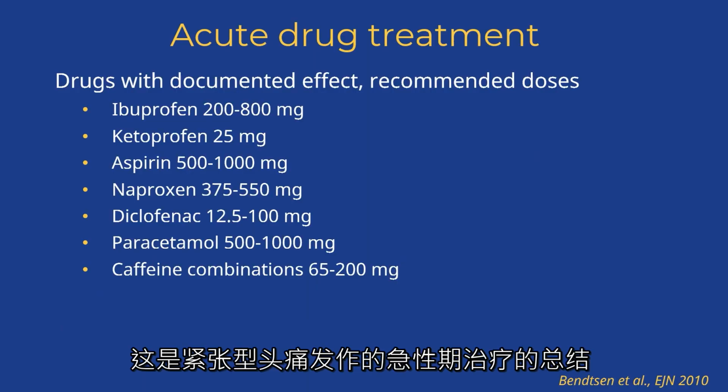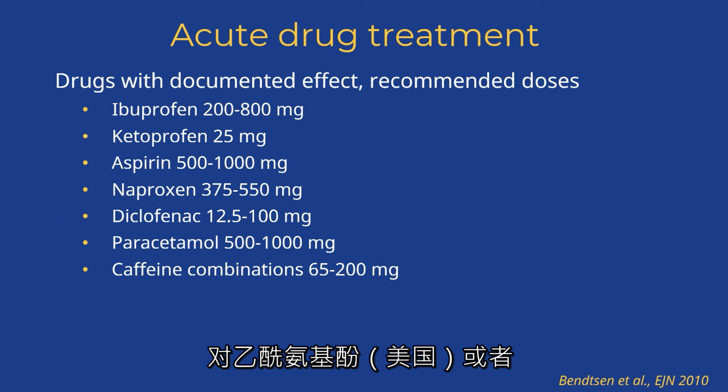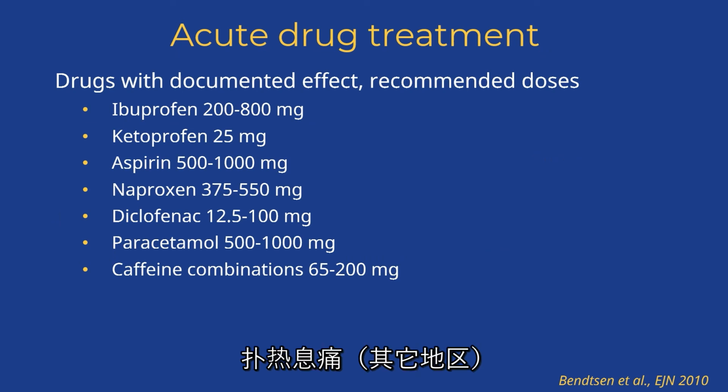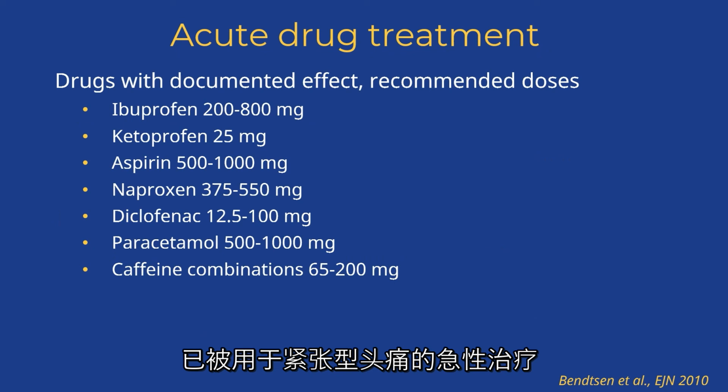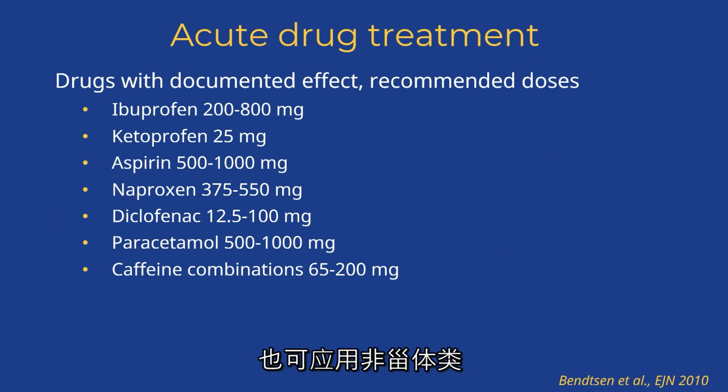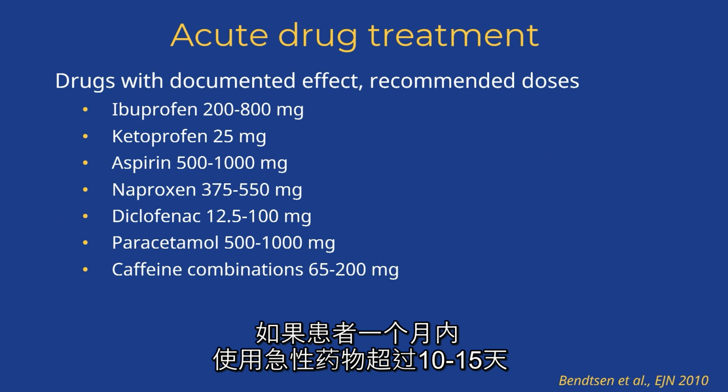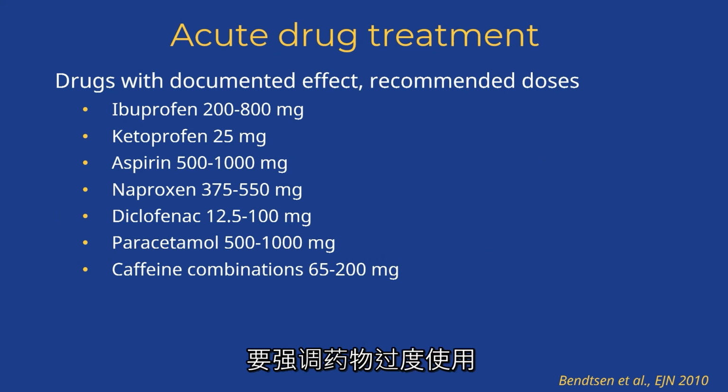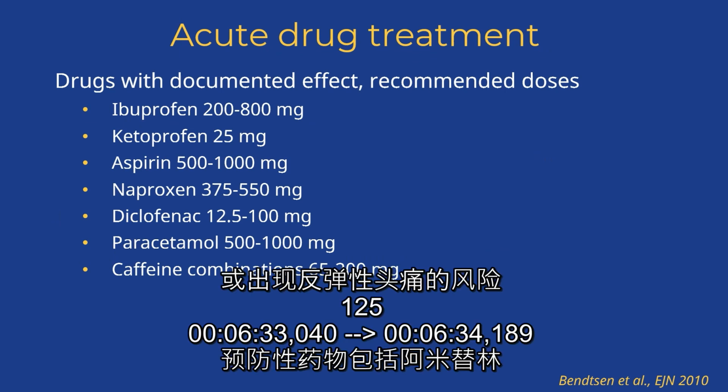Here is the list of acute treatments for tension-type headache attacks. Acetaminophen in the United States and paracetamol in other parts of the world have been used for the acute treatment of tension-type headache. NSAIDs, or non-steroidal anti-inflammatory drugs, as well as combination analgesics, can also be prescribed. However, it is very important to emphasize the risk of medication overuse or rebound headaches if the acute medications are used on more than 10 to 15 days per month.